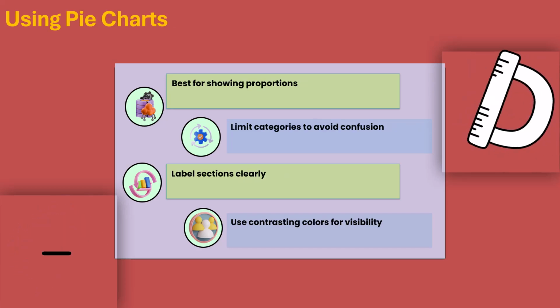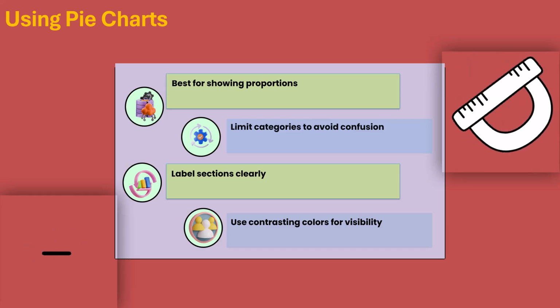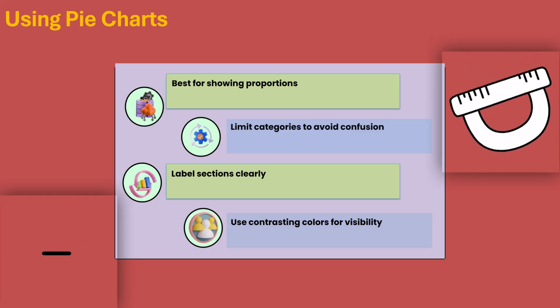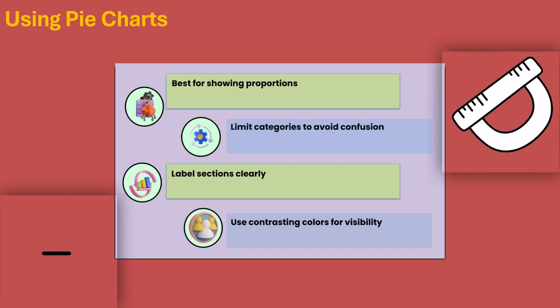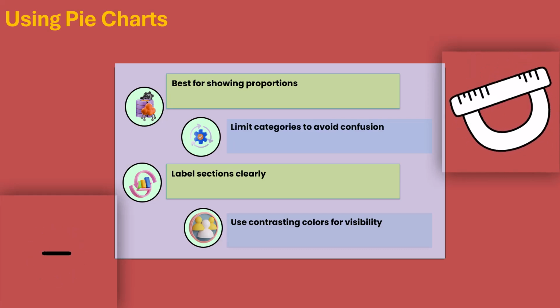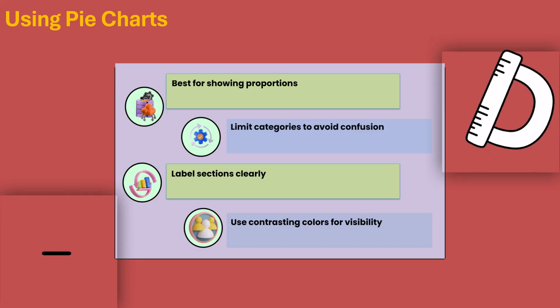Pie charts are like pizza slices. They help you see how everything is divided. But too many categories. That's like cutting a pizza into 20 slices, confusing. Labels should be clear so viewers don't feel lost. And colors. They make the chart visually tasty.